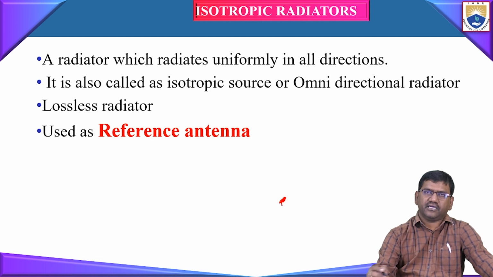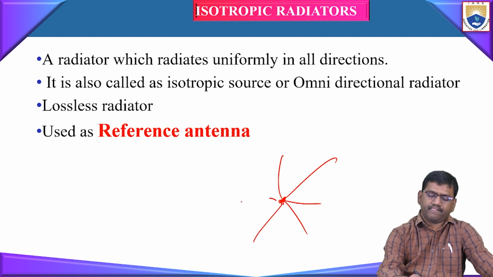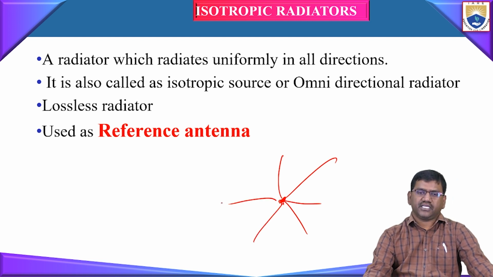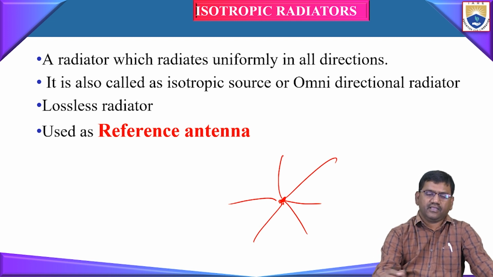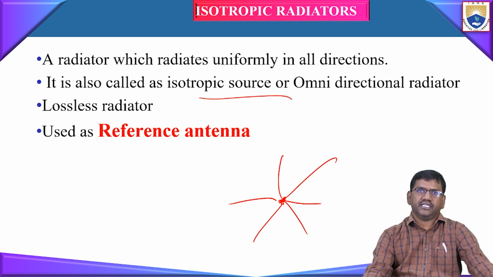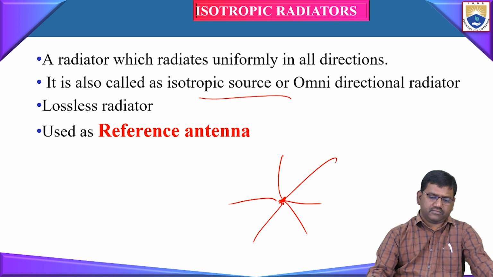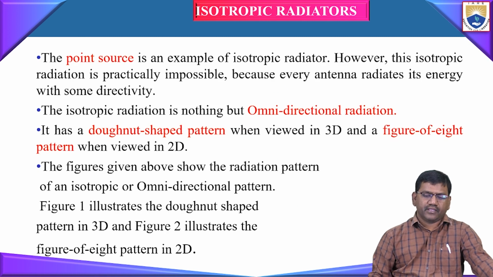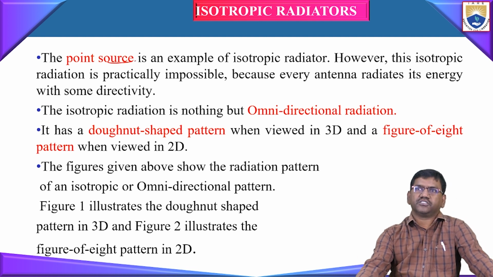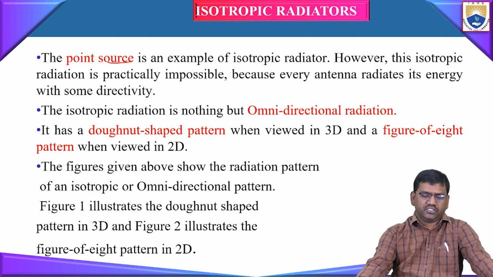So suppose this is an antenna or an isotropic source, it radiates uniformly in all directions. Hence the name isotropic radiator. It is a lossless radiator, hence it is used as a reference antenna. Point source is the best example for an isotropic radiator. The isotropic radiation is nothing but the omnidirectional radiation.